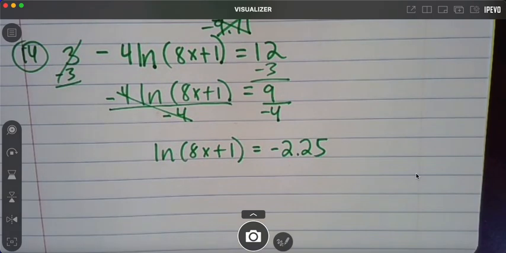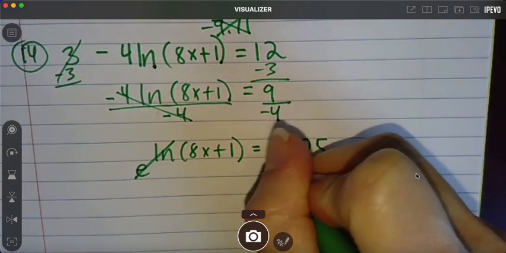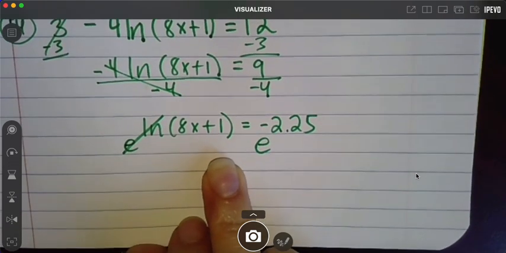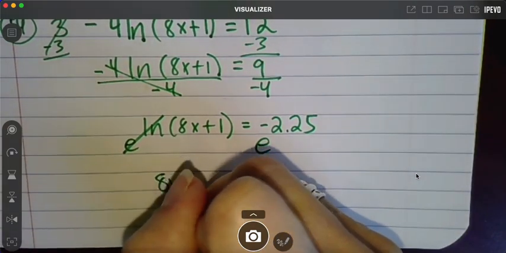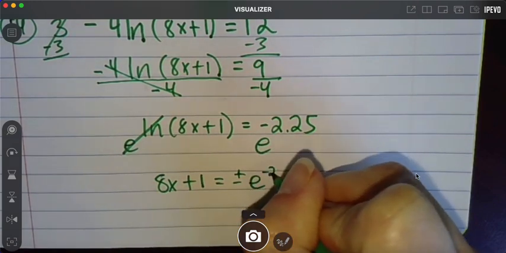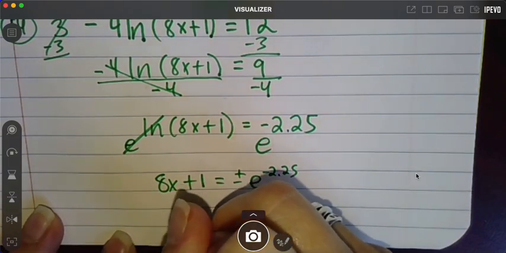Then what would you do? Now we have a natural log by itself. E would cancel that out, so I must also put my E over here. So let me rewrite. 8x plus 1 is plus or minus E to the negative 2.25. Very good. Now we subtract 1.